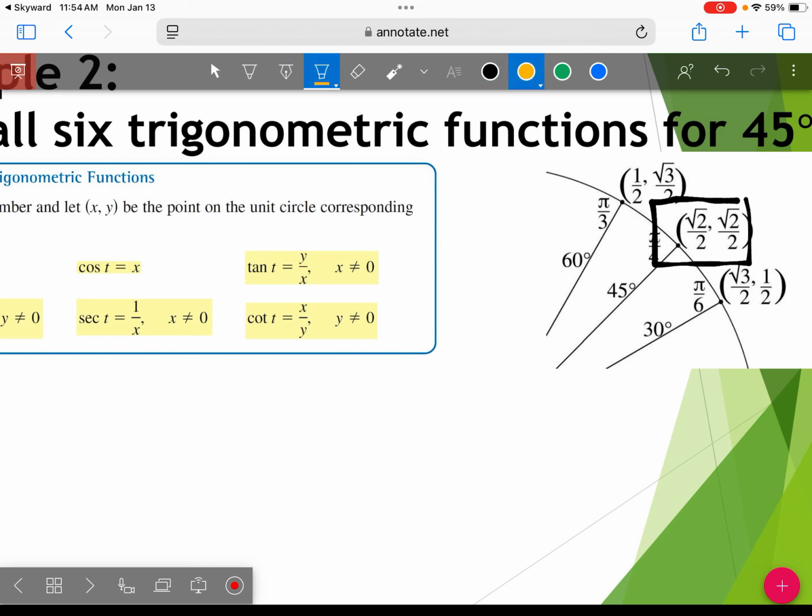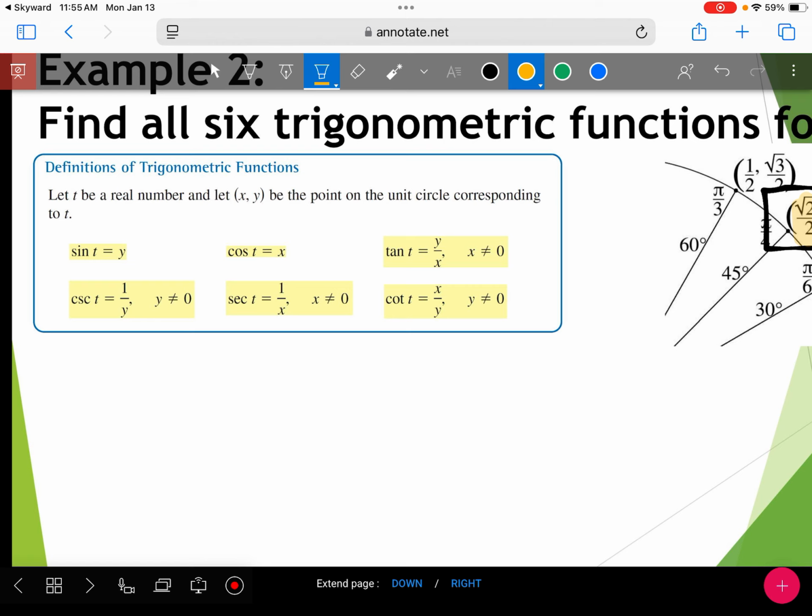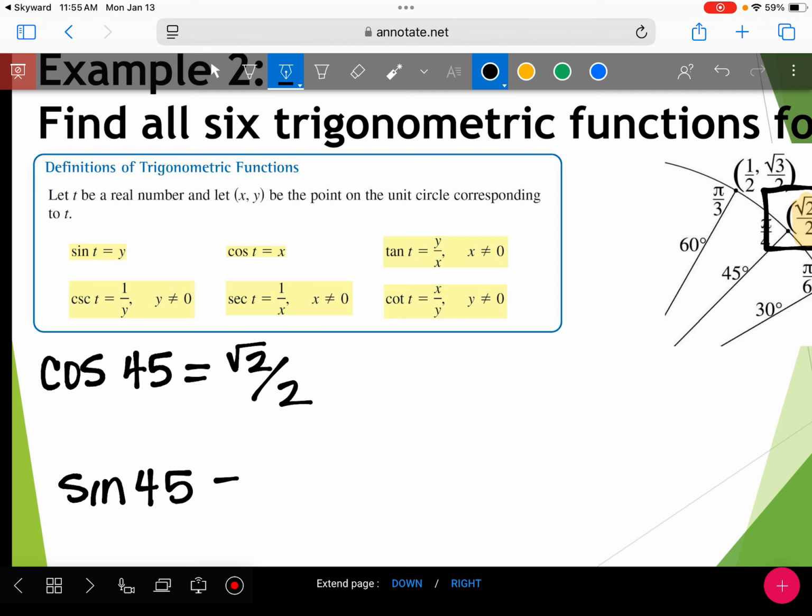Now, the thing about the 45s is that because this is based on the 45, 45, 90 triangle, it's isosceles, the x and y values are the same, okay? So sine and cosine, they're both positive and they're both the same. So let's go ahead and list our cosine and sine. Cosine of 45 degrees equals root 2 over 2. Sine of 45 degrees equals root 2 over 2.